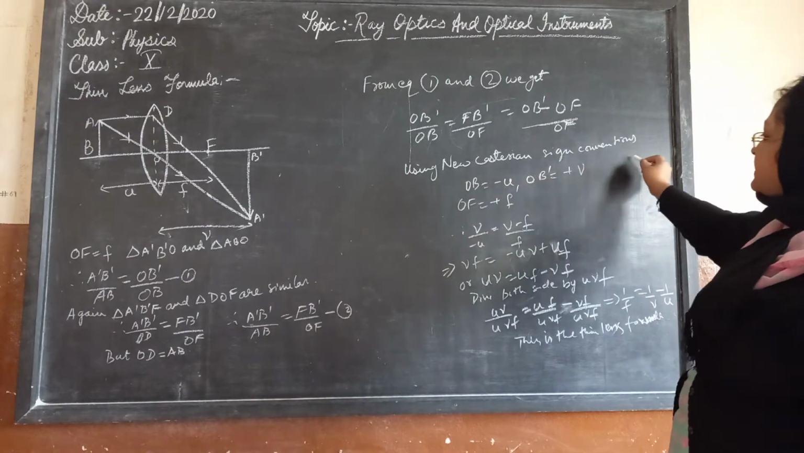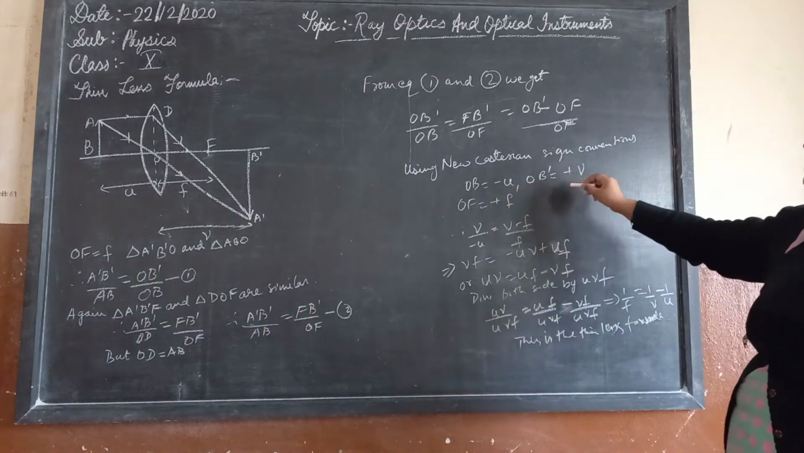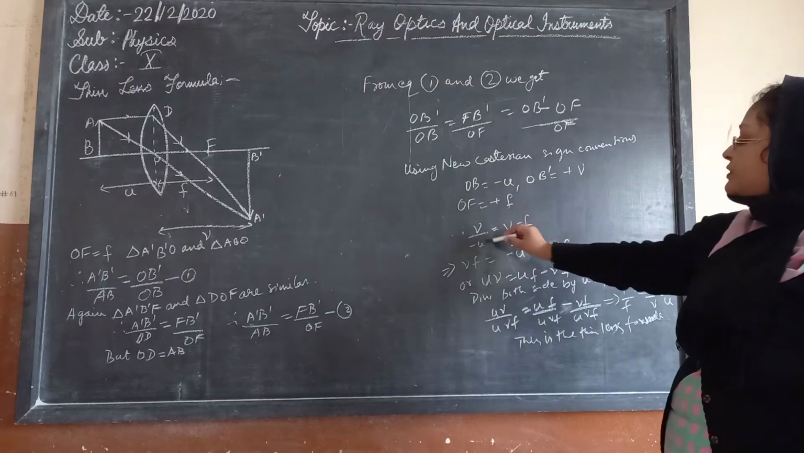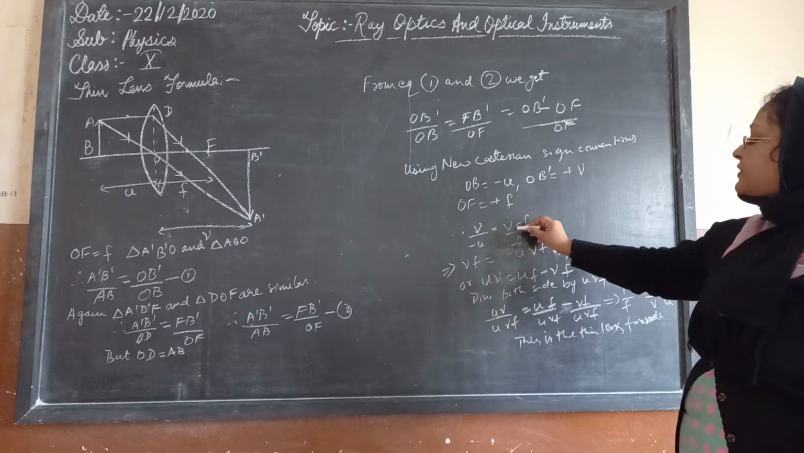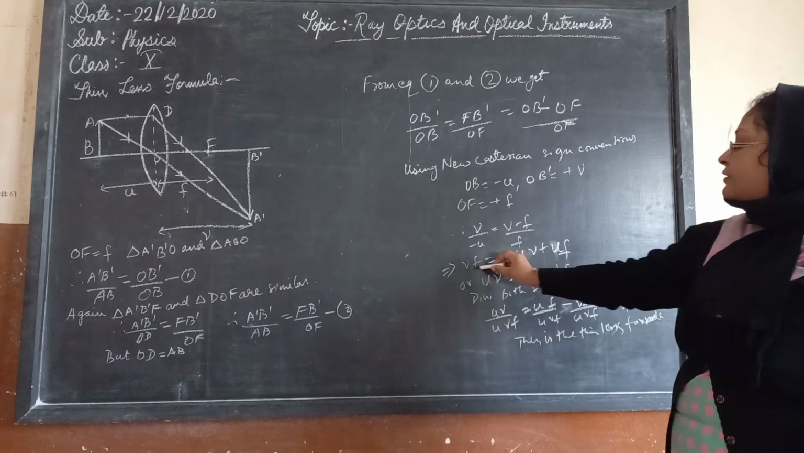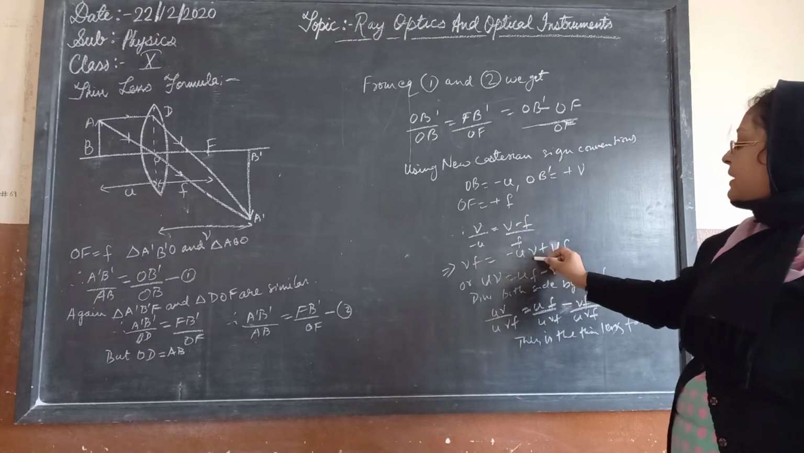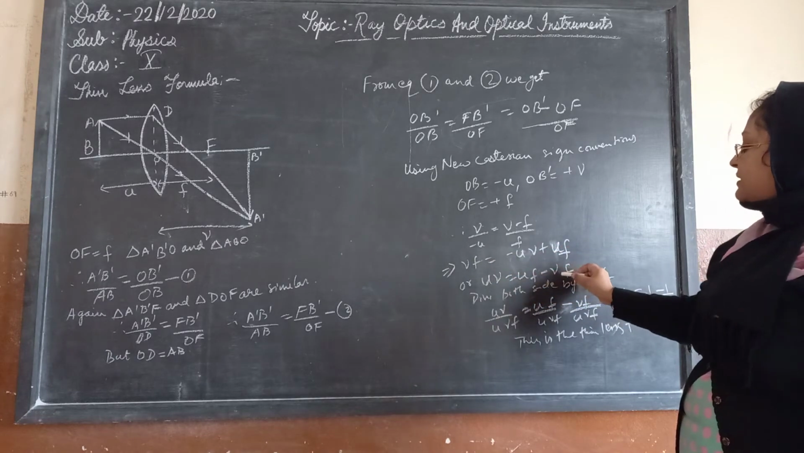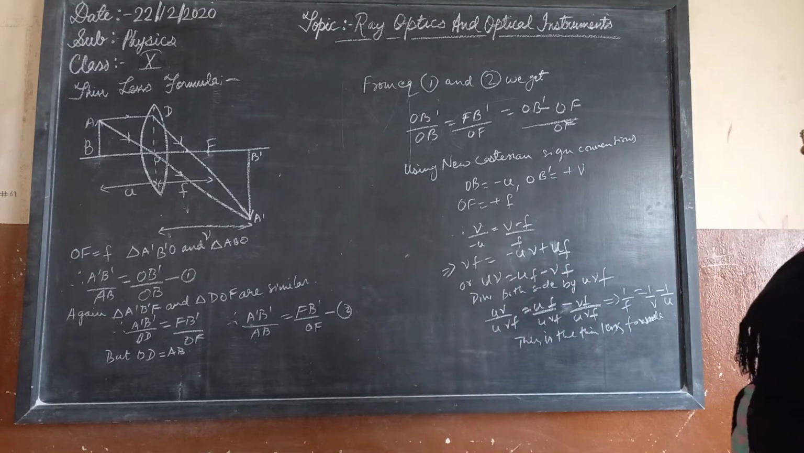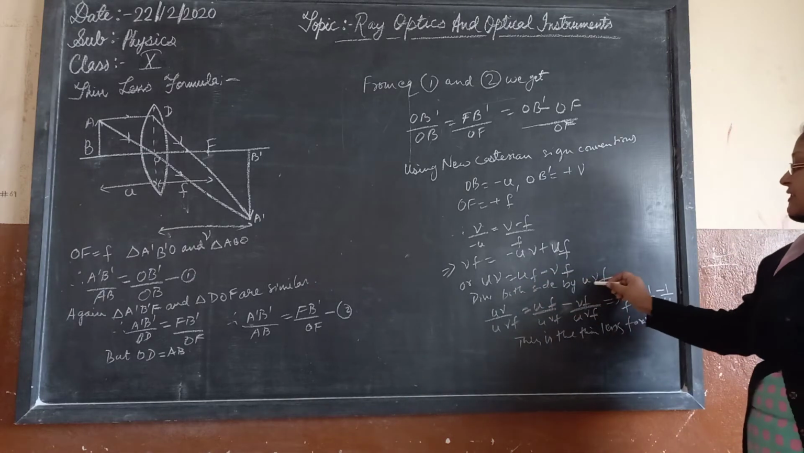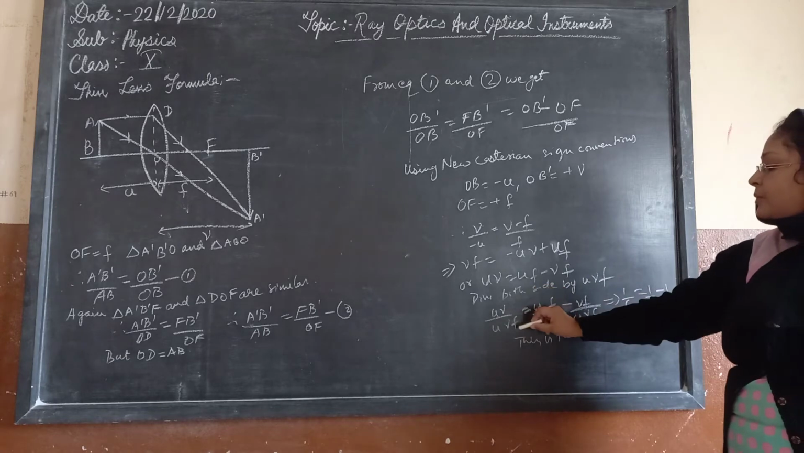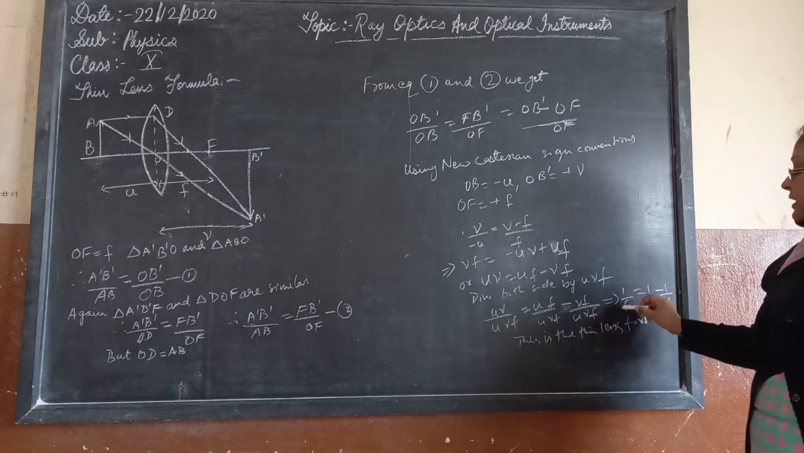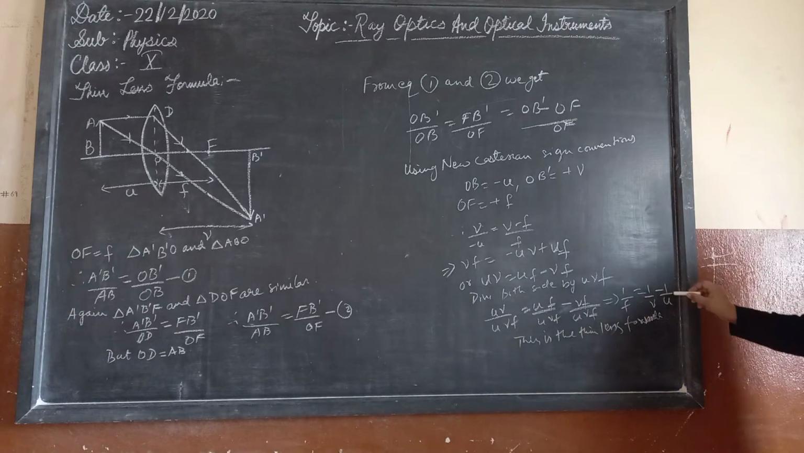Now the new Cartesian sign convention is O B equal to minus u, O B dash is equal to plus v, and O F is equal to plus f. Substituting the values, u upon minus f will be v minus f upon f. Then vf is equal to minus uv plus uf. Dividing both sides by uvf, we have 1 by f is equal to 1 by v minus 1 by u, that is the lens formula.